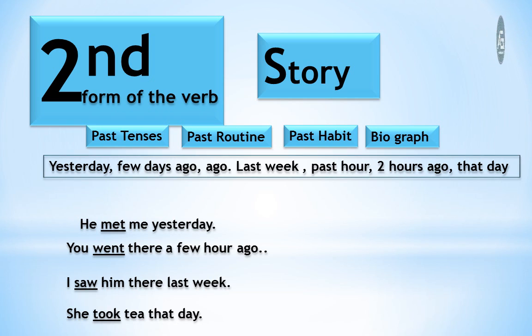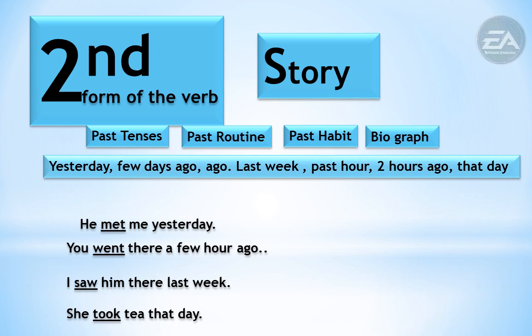Most of the object or daytime place words are yesterday, few days ago, last day, last week, past hour, 2 hours ago, that day. These push us to use the second form of the verb whenever we are solving the helping verbs, and the second form is there whenever we see yesterday, few days, last day, past hour, 2 hours ago, that day. Furthermore, we have example sentences for it.